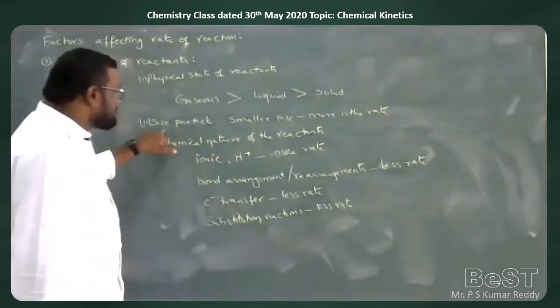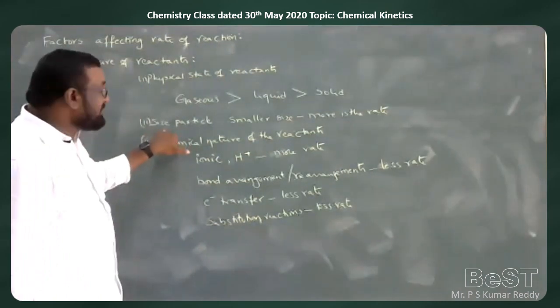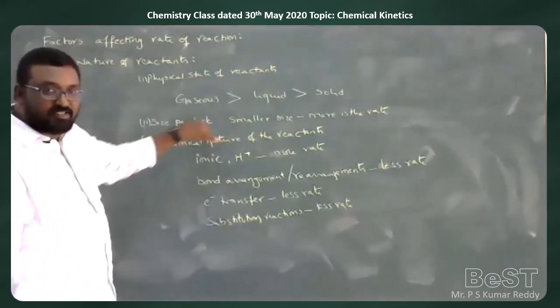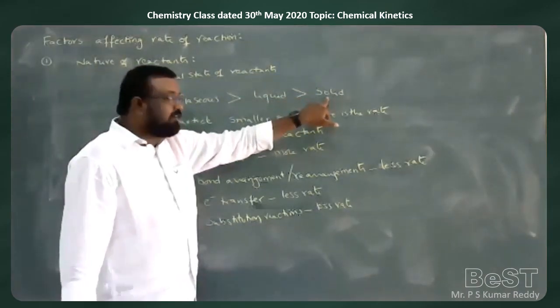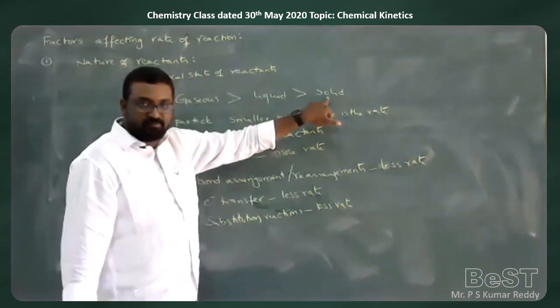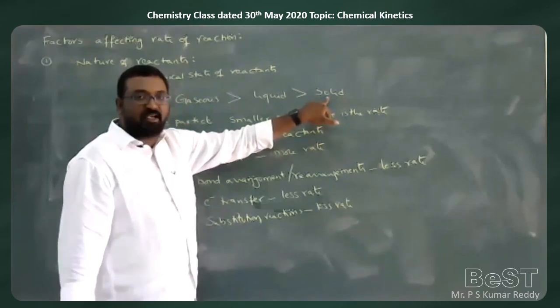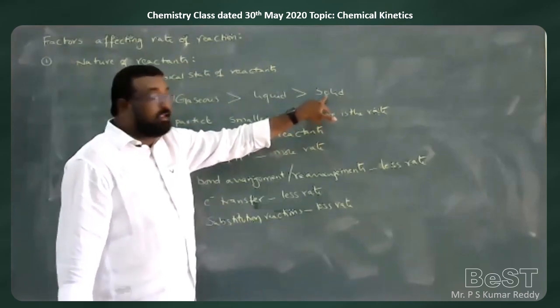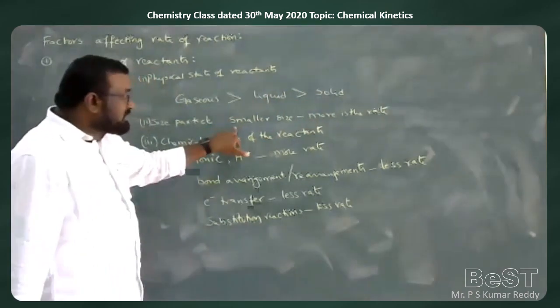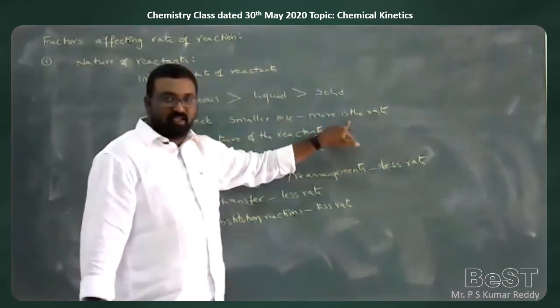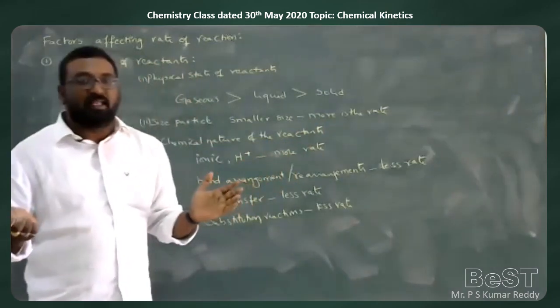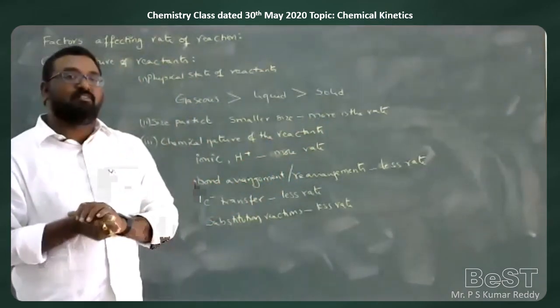In solids also, the particle size matters. Already we are saying that solids have a less rate of reaction. When the reactants are in the solid state, the rate of the reaction is less. In that, if the size of the particle is less, automatically the rate will be more. If the particle size is increasing, automatically the rate of the reaction will be less.